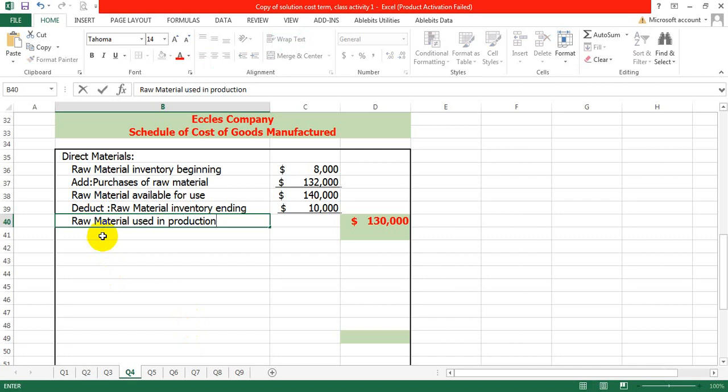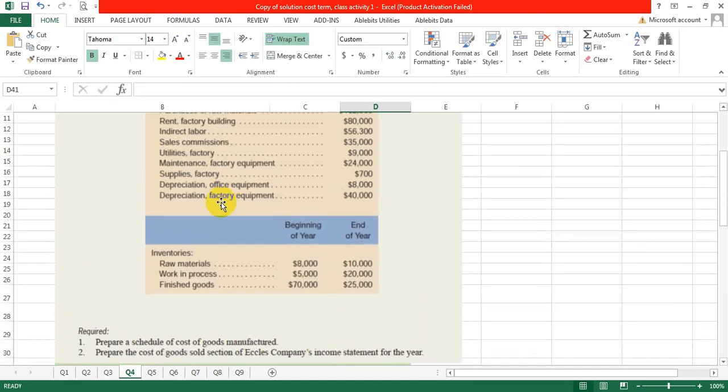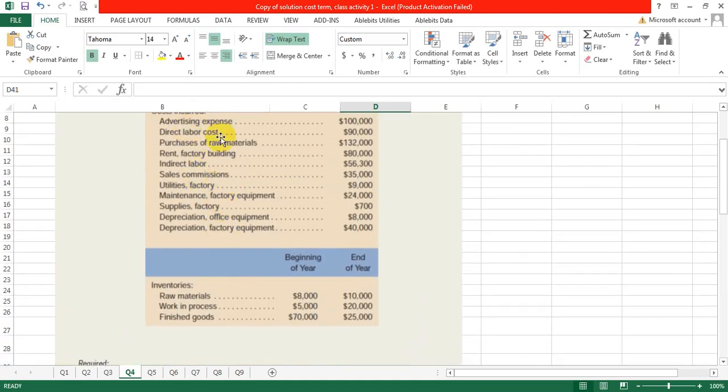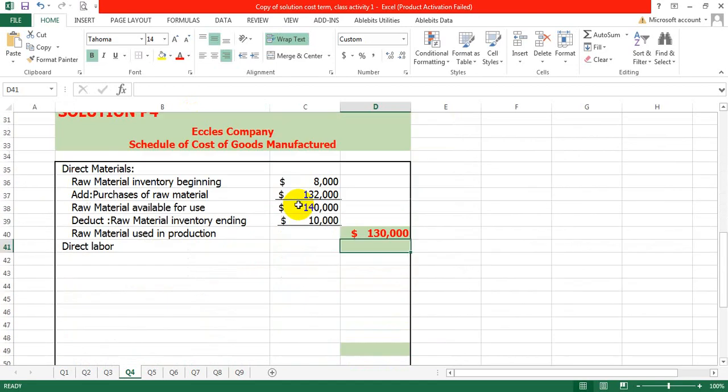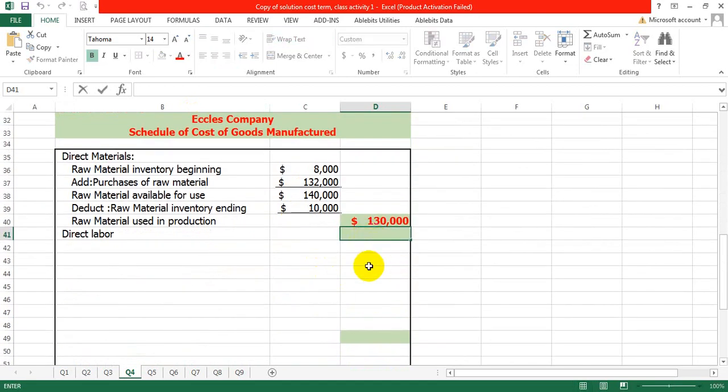Now we have direct labor. See from the question, direct labor cost is 90,000. So I will write here direct labor cost, that is 90,000, right?